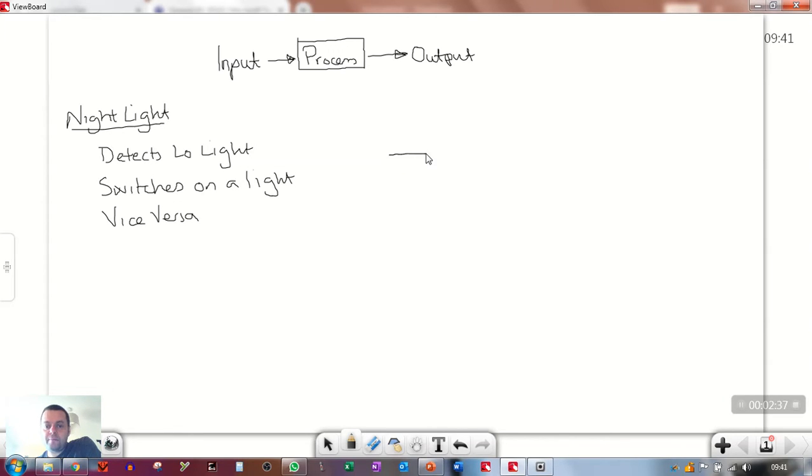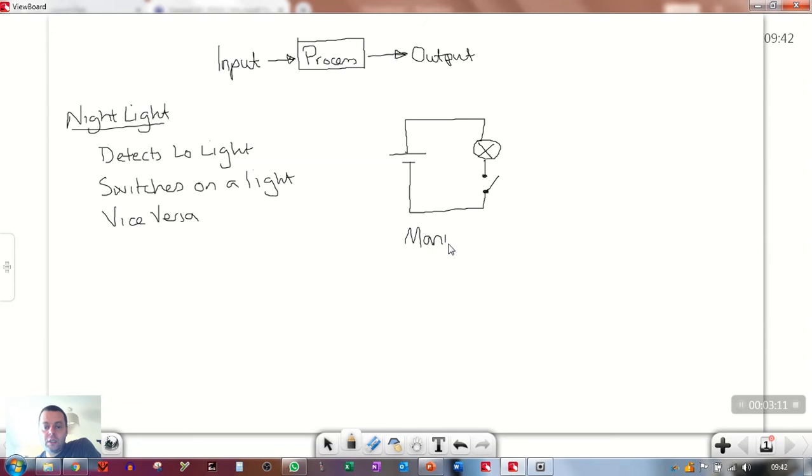The simplest way to do this would be to have a power supply. Remember, that's a symbol for a battery. We've got a light, and then you could just have a switch. That would be a single pole, single throw switch, an on-off switch. So in this case, it's your eyes and brain that detect the low light, and you flick the switch and the light comes on. And then when it gets light outside and there's light in the room, you switch the switch off and the bulb goes off. So that's called a manual system.